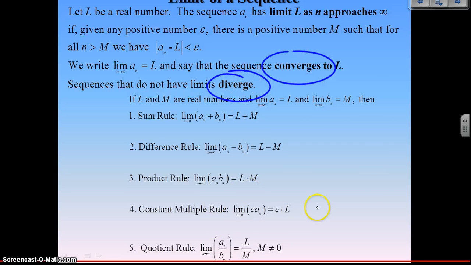And there are some rules, and I'll let you pause the video and look over those. They are pretty common sense rules. But I do want you to understand those terms of converge and diverge.